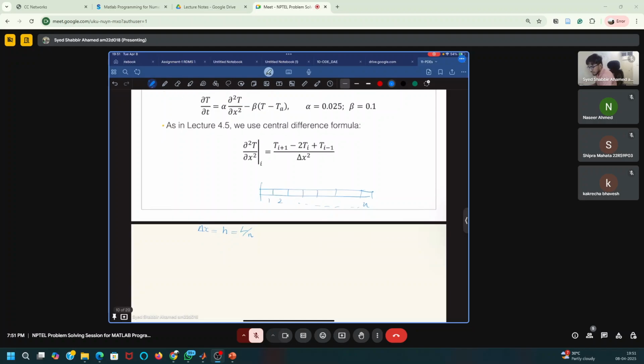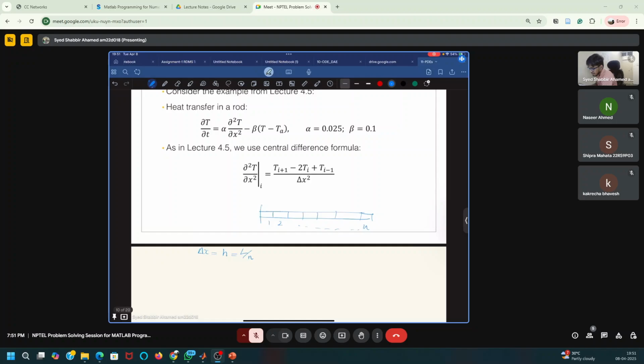And we will use this central difference formula to get the second order differentiation of T with respect to x. Like this, we have already done in the boundary value problem. Last week, we have seen this is the central difference formula. If you have n segments, you will have n plus one points.